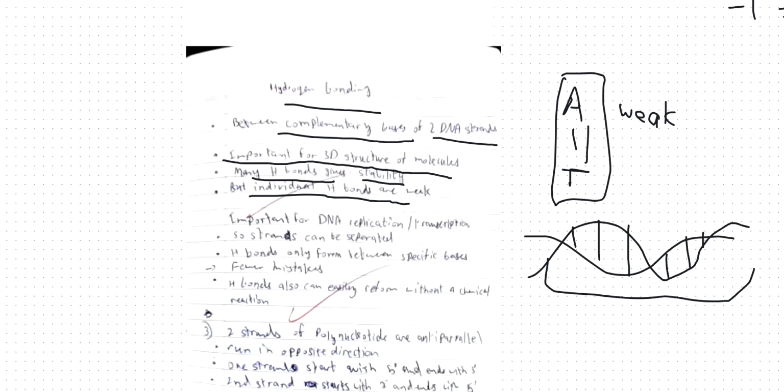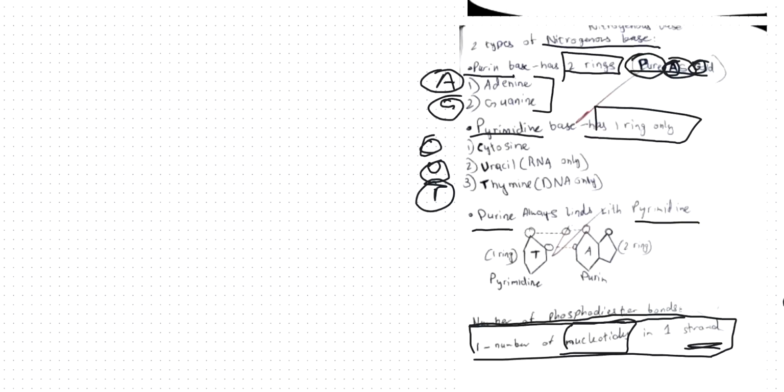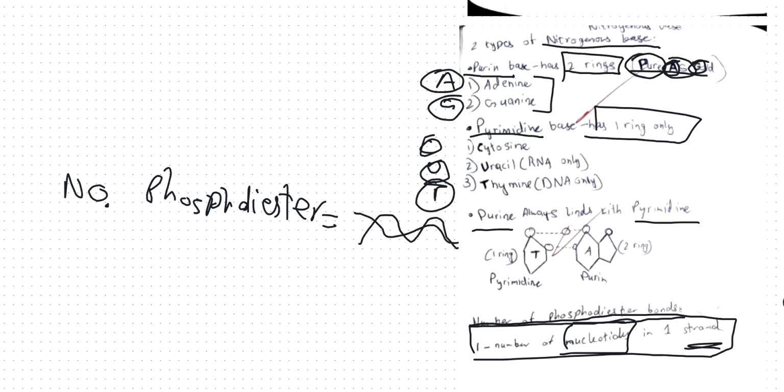It was to calculate all bases and minus 1 for the number of phosphodiester bonds. Yes, I think I confused you guys here, but remember that the number of phosphodiester bonds in the DNA strand will be the number of nucleotides or bases in one strand minus 1. All right.